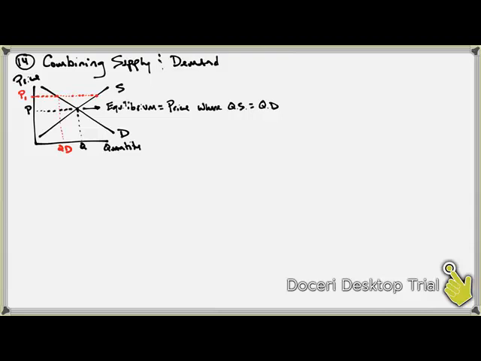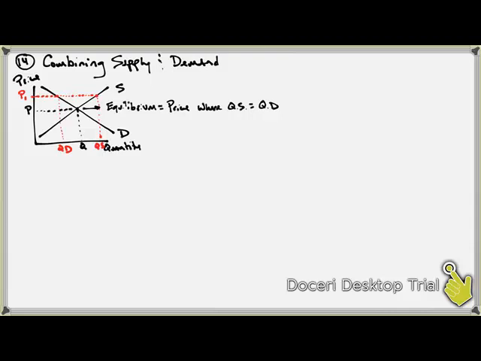But P1, QD represents the quantity demanded, right? It's where P1 and our demand curve intersect. Call that the quantity demanded. And our second point over here represents QS. QS stands for quantity supplied.